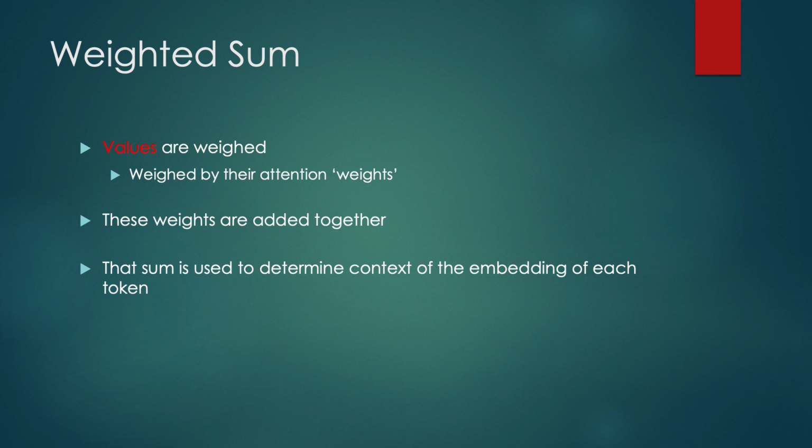Value vectors are weighted by the attention weights from the previous slide that we just talked about, and these are then added together to create the weighted sum. The sum of these weights tells us the contextualized embedding of each token, and then that sum is used to determine the context, essentially.